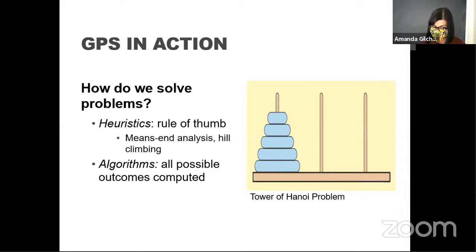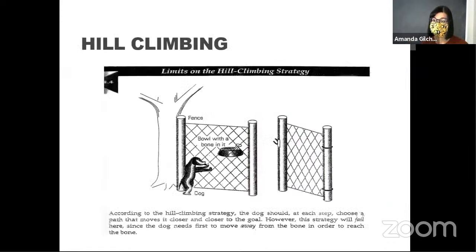So it's more of a simple strategy. It also tends to be used more often when you don't really have a good understanding of the problem. So always getting closer to the goal seems like a good solution. But if you're always picking something that gets you closer to the goal, you're not going to be able to appreciate the instances in which you actually have to move farther away occasionally to actually get to that goal. So as the picture kind of notes, this strategy will fail since the dog first needs to move away from the bone in order to reach the bone.